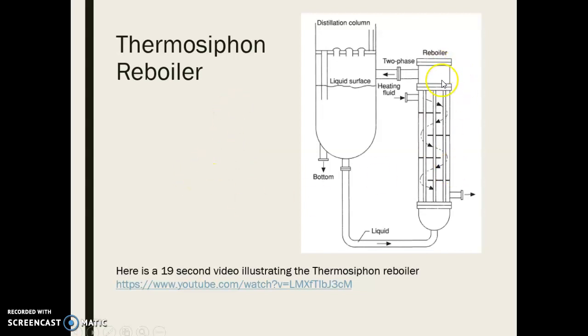What's nice about the thermosiphon reboiler is that it is less susceptible to fouling problems and in general has a higher heat transfer coefficient than a typical kettle reboiler, which you've probably heard about a lot of times. And ours is a kettle reboiler in the lab. There's this big bowl where we just have a kettle and we boil that.